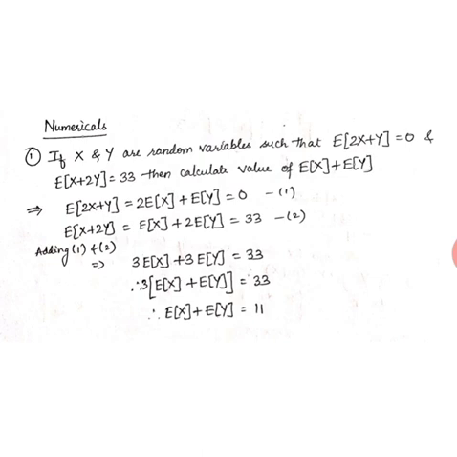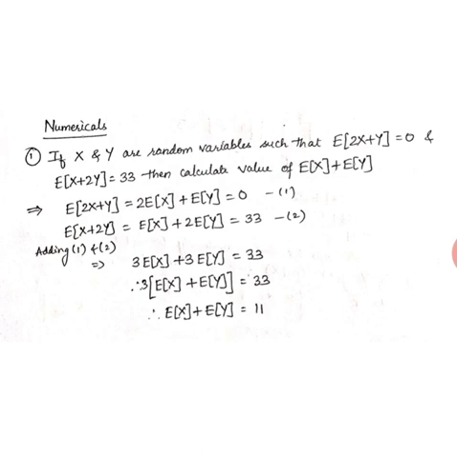So E of 2X plus Y can be written as 2 times E of X plus E of Y. So 2 times E of X plus E of Y is given as 0; let's call it equation 1. And expectation of X plus 2Y can be written as expectation of X plus 2 times expectation of Y. That particular value is given as 33. Let's call it equation 2.